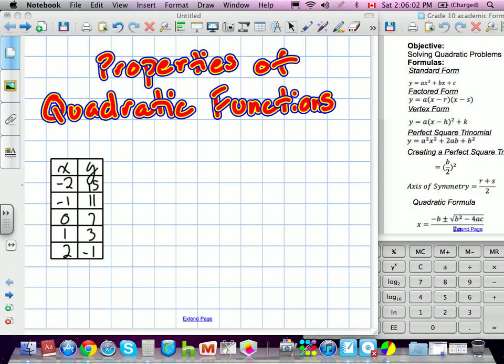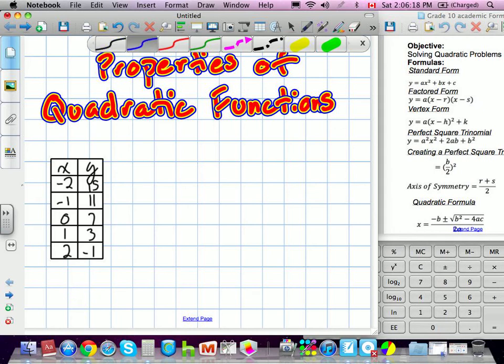Okay, so we're going to go over properties of quadratic functions. First thing they've done is they've given you coordinates on a graph. Okay? Now they've written them out in table form. We can graph these points and get an idea of what this is going to make, or we can do something called differences, okay? And first and second differences.